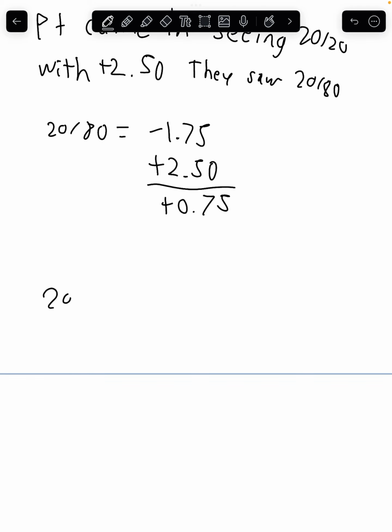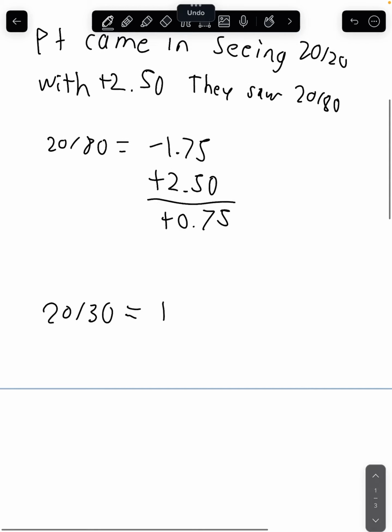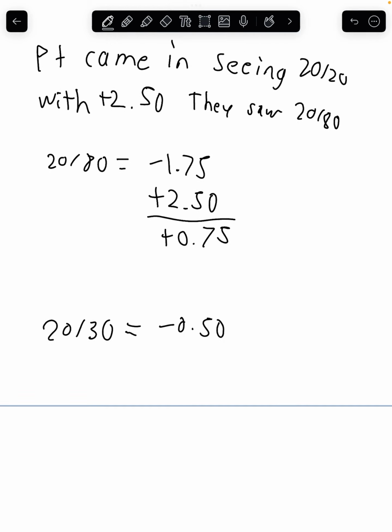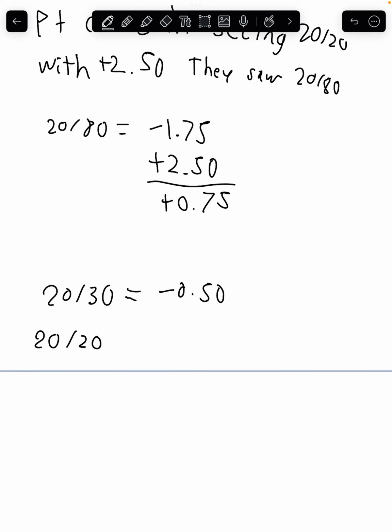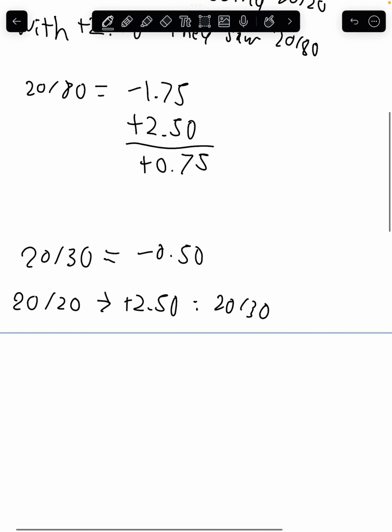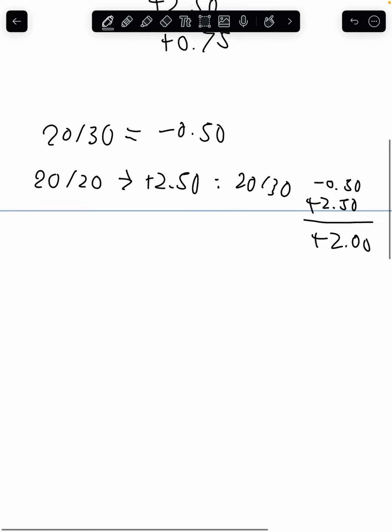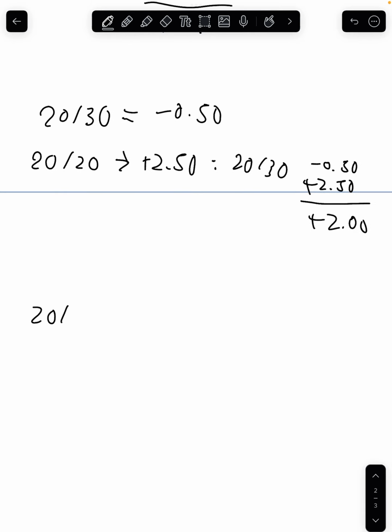So if I said someone came in and they were 2030, on Egger's table, that's minus 50. But if they came in seeing 2020, and then with the plus 250 glasses, they saw 2030, we know that 2030 is minus 50, and they're wearing plus 250s, so we combine them, and we get plus 2. I'll do one more example. So some person comes in, they see 2020, and then with the plus 250s, they see 2040.